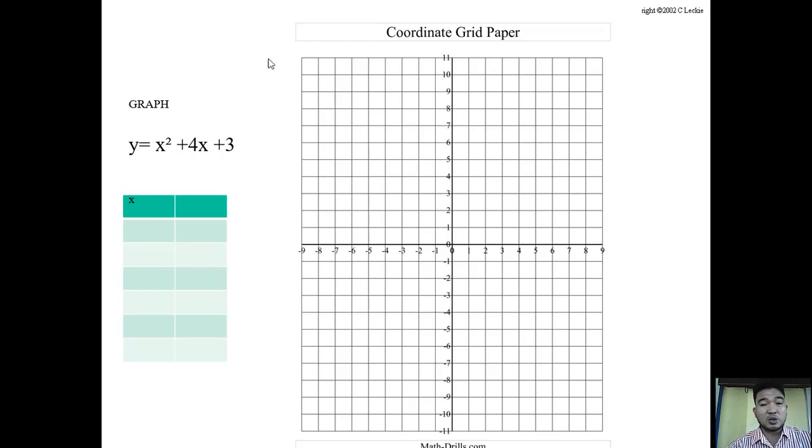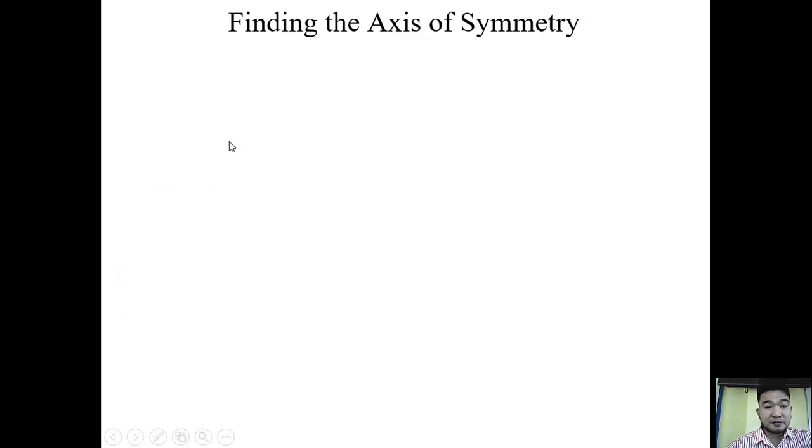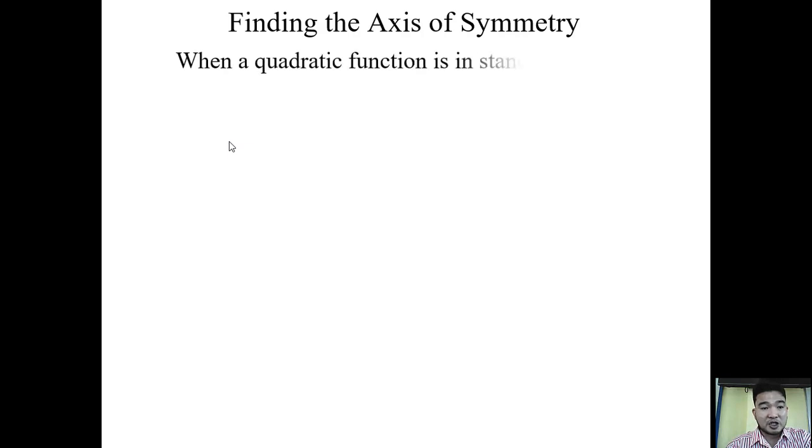So these are the things that we need to have in graphing quadratic function. You need to have your graphing paper or the coordinate grid paper where we could have x and y axis, the table, and of course the equation of the quadratic function. So the first step is to find the axis of symmetry of the quadratic function.